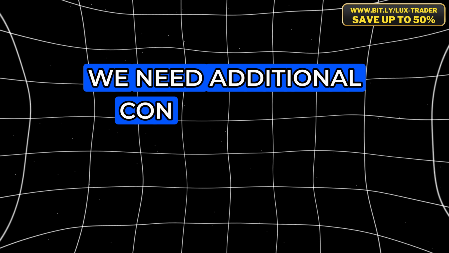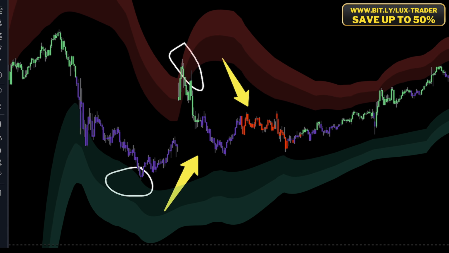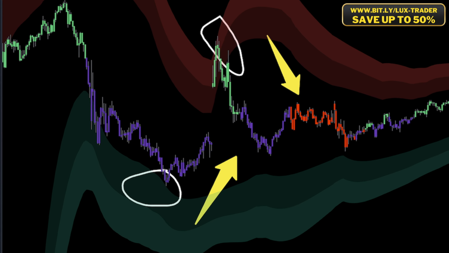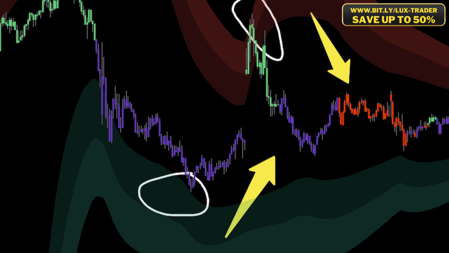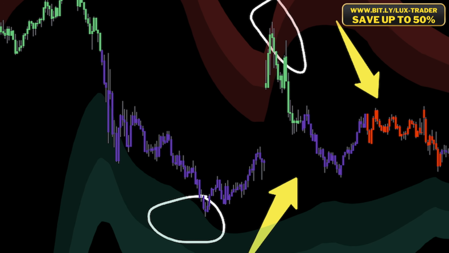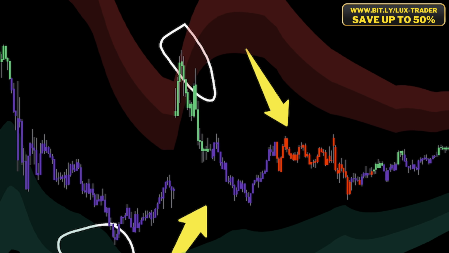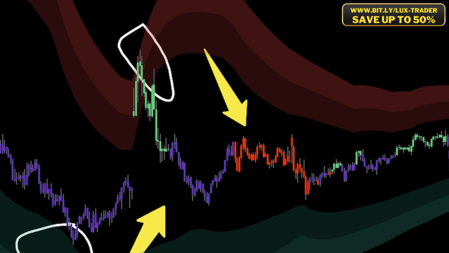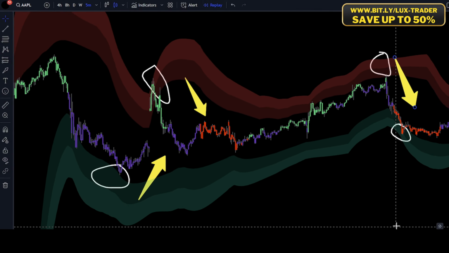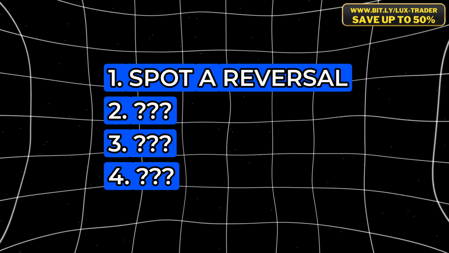However, we need additional confirmations before entering a trade. So, watch for the price to test these zones. Use the reversal zones as your first confirmation method to identify potential entry points. When the price tests the green zone, consider it as a potential area to enter long trades. Conversely, when it tests the red zone, consider it as a potential area for short trades. But remember, you always want to look for further confirmations before making your move.